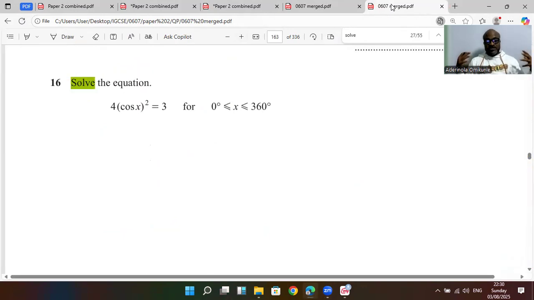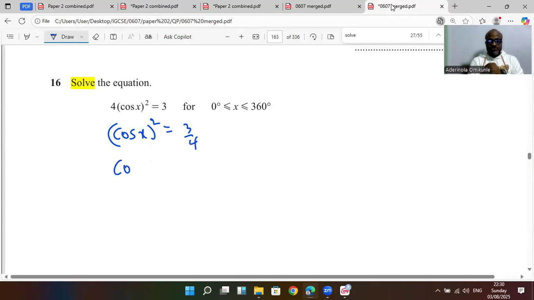It says 4 cos squared x is 3. Again, we have 2 answers we need to get. Okay, so let's solve this as a usual normal equation. So you have cos squared x is equal to 3 over 4. Take square root of both sides. Cos x is square root of 3 all over 4. Okay, so cos x, again, this is no calculator, so your 3 does not have a square root, so it remains like that, but your 4 has a square root. It is root 3 over 2.